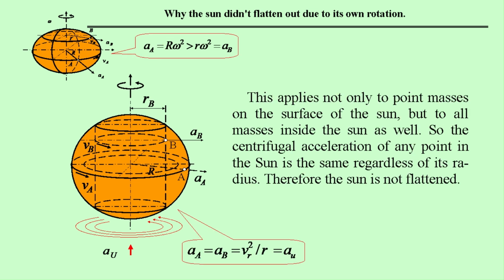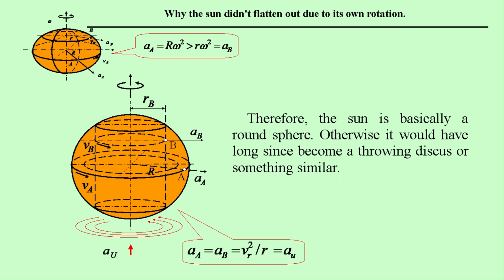This applies not only to point masses on the surface of the Sun, but to all masses inside the Sun as well. So the centrifugal acceleration of any point in the Sun is the same regardless of its radius. Therefore the Sun is not flattened. Therefore, the Sun is basically a round sphere. Otherwise it would have long since become a throwing discus or something similar.